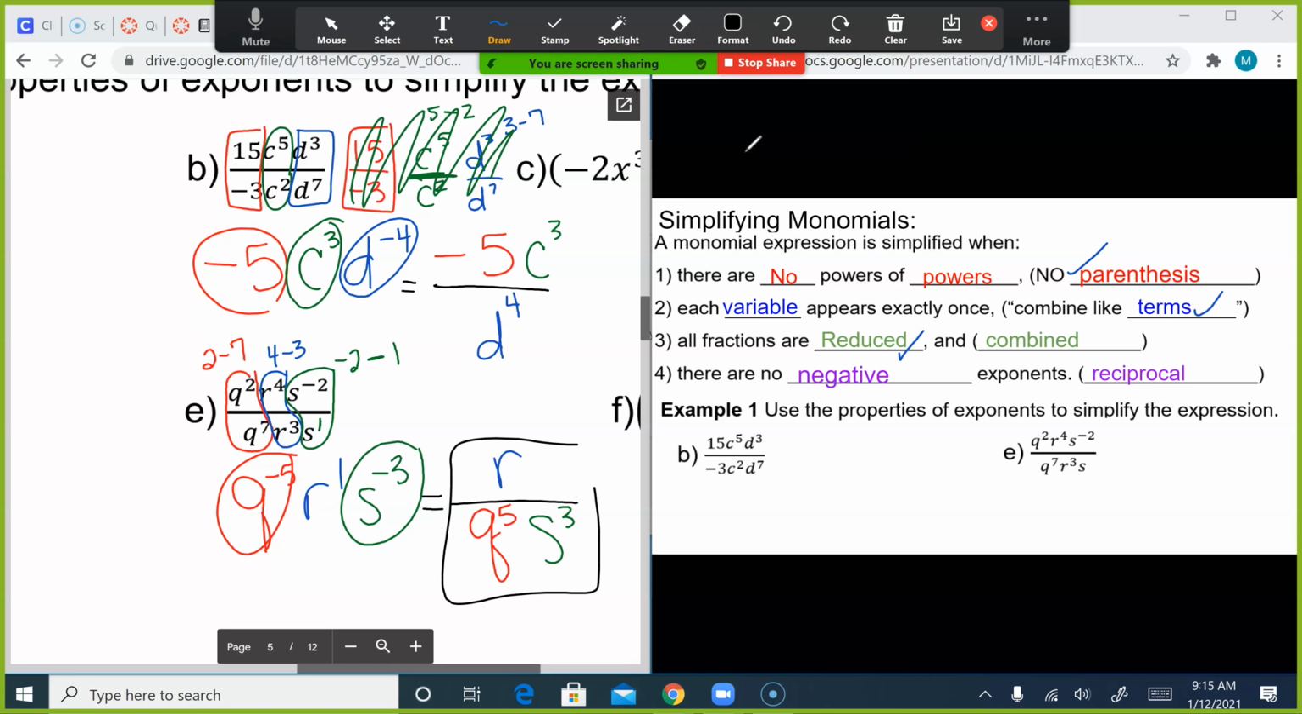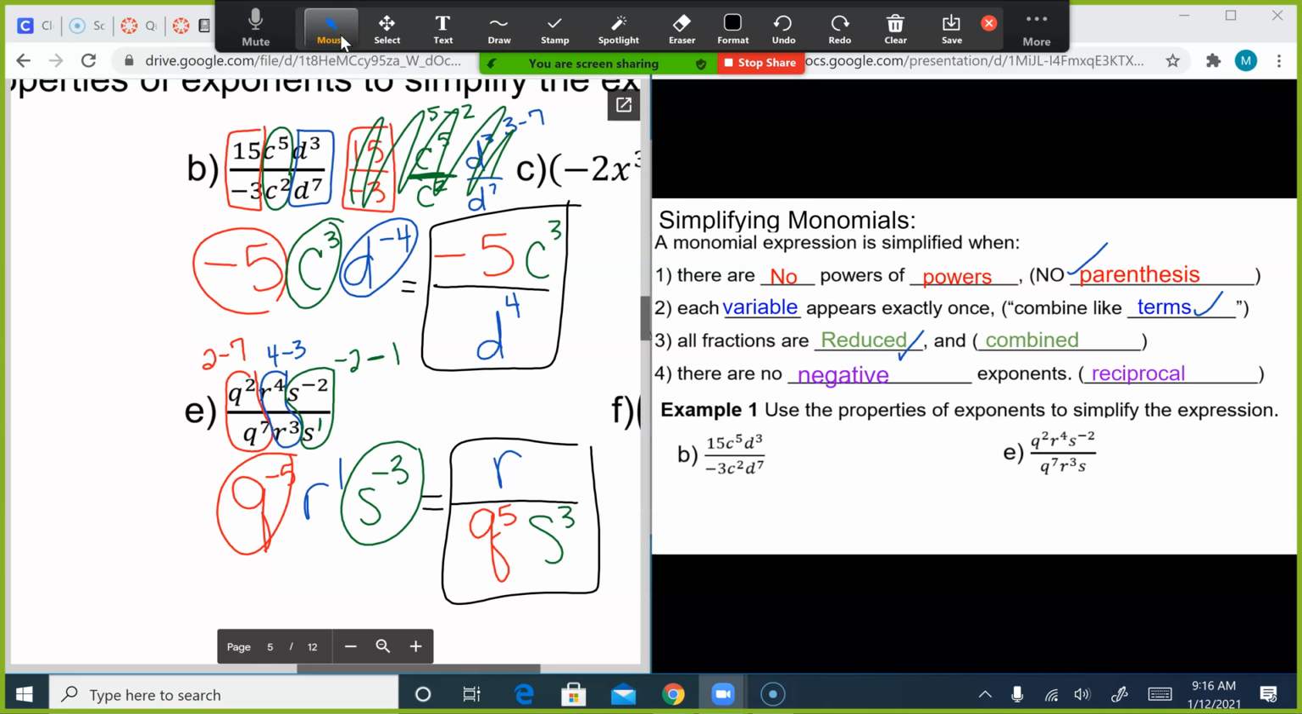So, typing in those missing exponents, I think is what you have to do on the form and then on the homework.